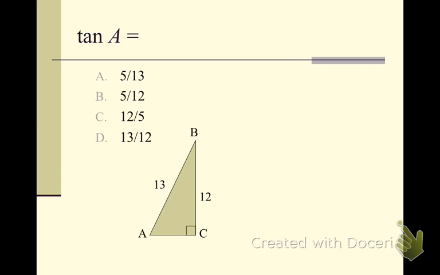Okay, same triangle, so don't go through all the work of figuring this side length out. We know this is 5. We don't need to do that all over again. So now the tangent of A is the opposite over the adjacent, 12/5.